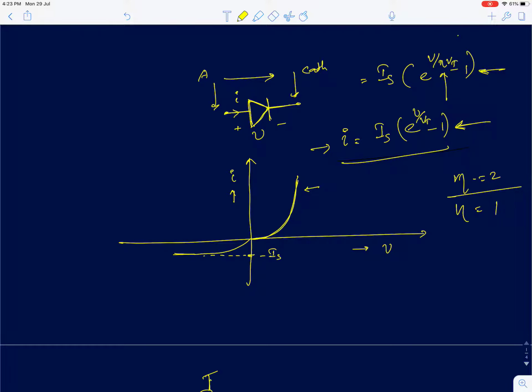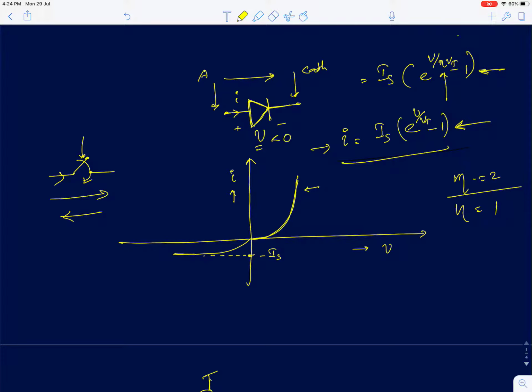One of the simple differences between a diode and a switch, just as a comparison: a switch is a device in which, once the switch is on, current can flow in either direction. Current can flow in this direction or in this direction. It's a bidirectional device, whereas in a diode, current can flow only in one direction. When it conducts in only one direction, the diode is said to be in forward biased mode.